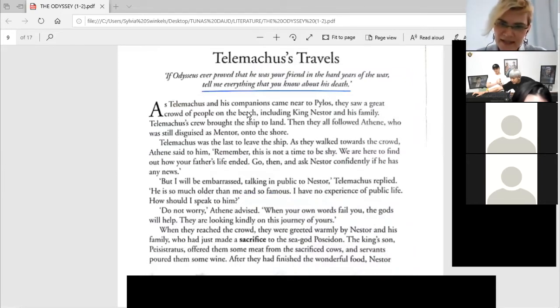As Telemachus and his companions came near to Pylos, they saw a great crowd of people on the beach, including the king Nestor and his family. Telemachus' crew brought the ship to land. Then they all followed Athena, who was still disguised as a mentor, onto the shore. Telemachus was the last to leave the ship, and as they walked towards the crowd, Athena said to him, "Remember, this is not a time to be shy. We are here to find out how your father's life ended. Go, then, and ask Nestor confidently if he has any news."